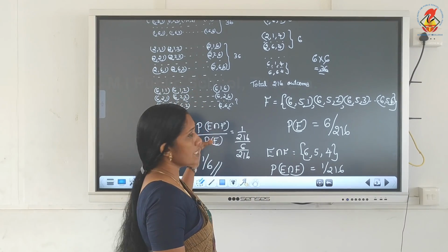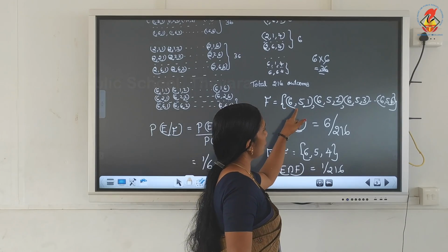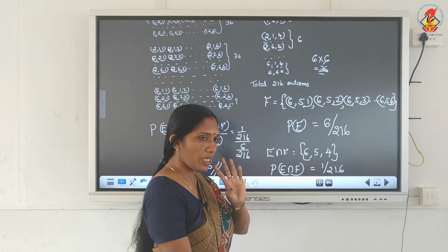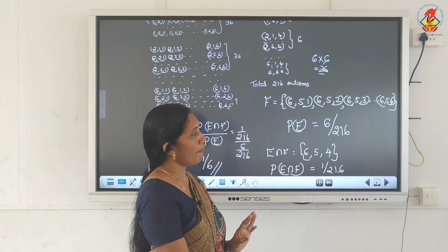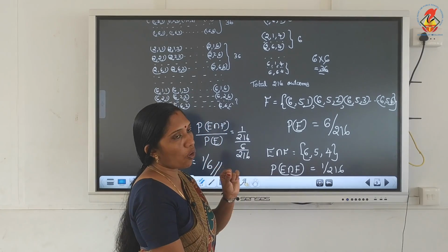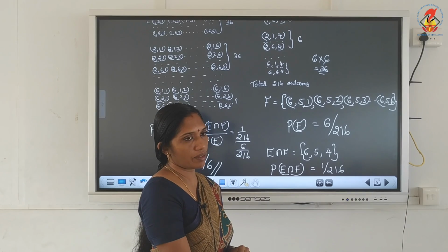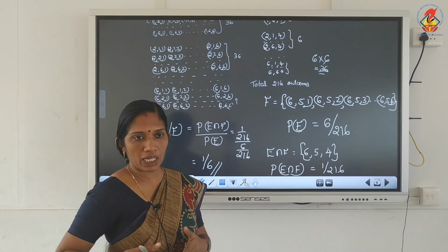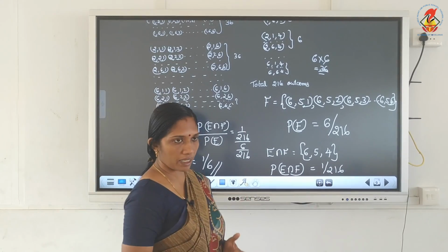So when we check all these elements, F means the set of 6, 5, 1, 6, 5, 2, etc., 6, 5, 6. So there are only 6 elements in that set. Now E means 4 comes in the third toss, so third number as 4. Third number as 4, there are 36 elements.